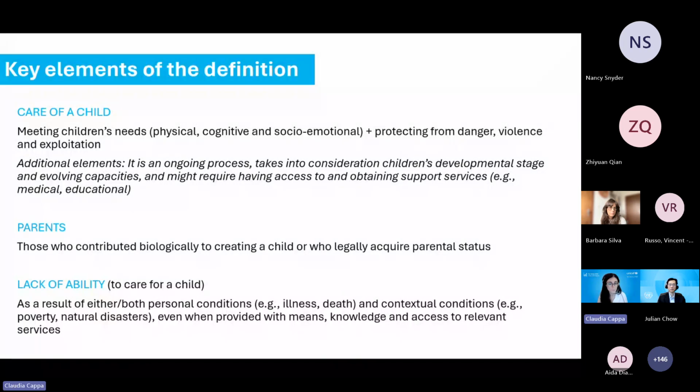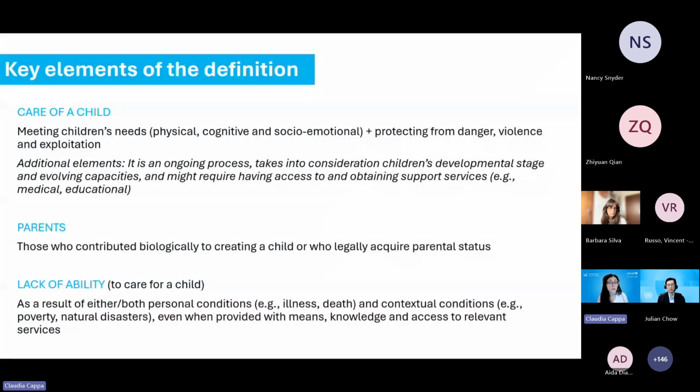Then obviously, the definition is built on the concept of parents, who are those who contributed biologically to creating a child or who legally acquired parental status. And a critical component of this definition is the lack of ability to care for a child. This lack of ability can be the result of personal conditions, including death or illness, as well as contextual conditions such as poverty or natural disaster. Obviously this takes into consideration the fact that parents might have the means, knowledge, and access to services, but they are still unable to take care of a child.